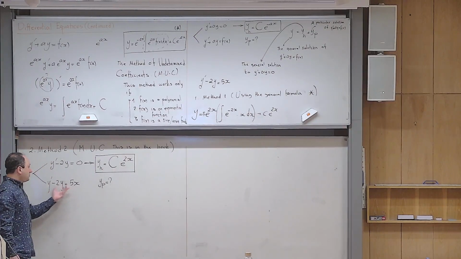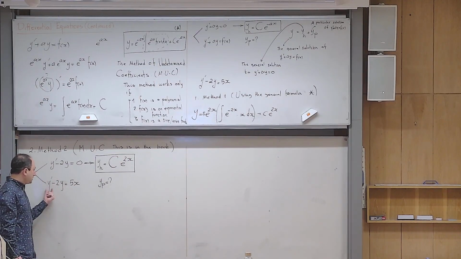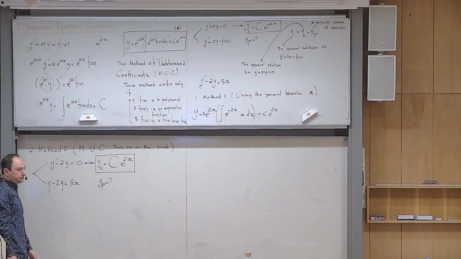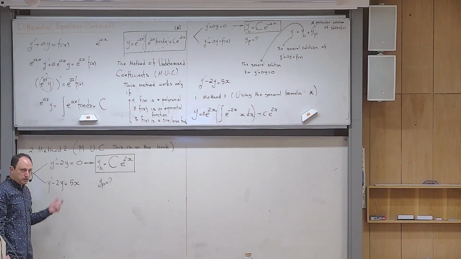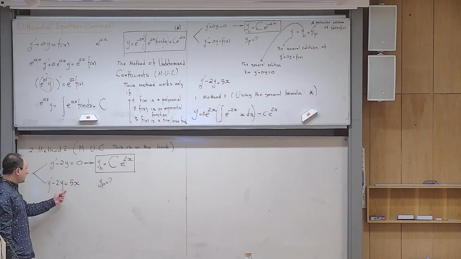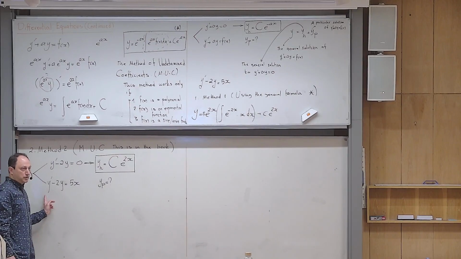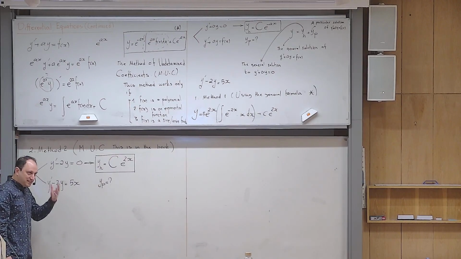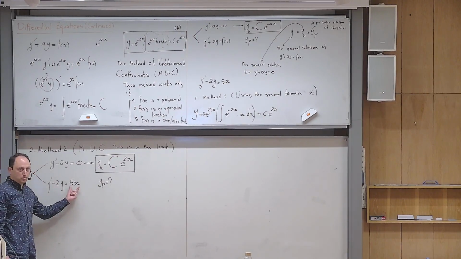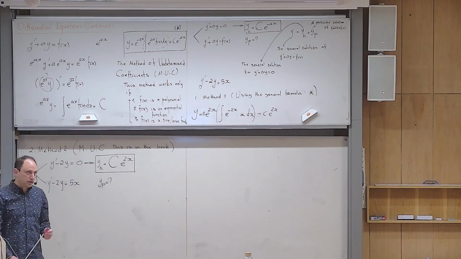And so what is the best thing that comes to mind? If you want to guess a function, what type of function would you guess here? Yes, Aaron? A polynomial. A polynomial, yes. Because if you have a polynomial, its derivative is still a polynomial, and the left-hand side is a combination of 2 polynomials. It has at least a chance to be a polynomial, because 5x is also a polynomial.